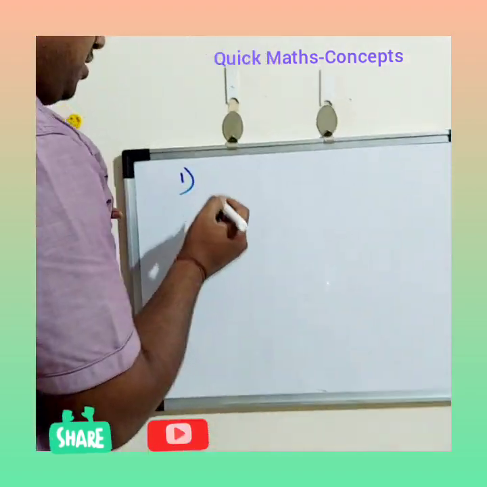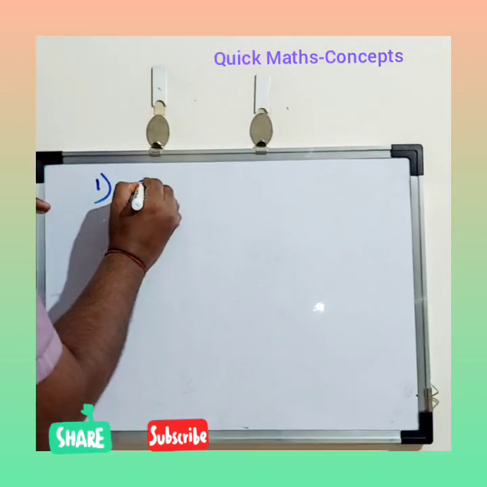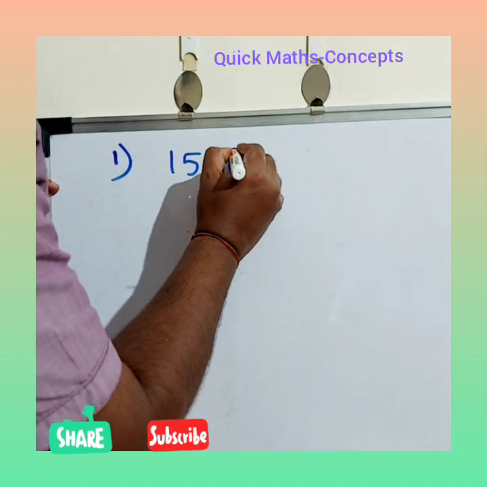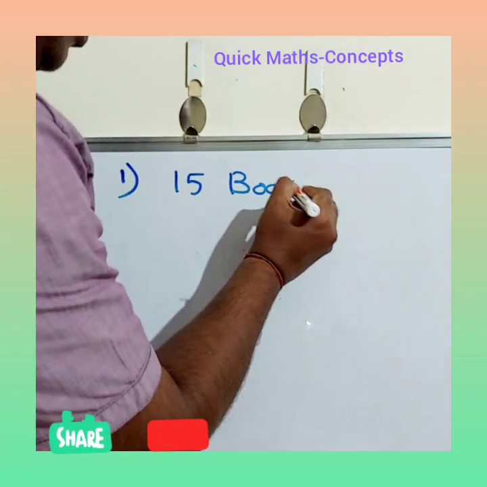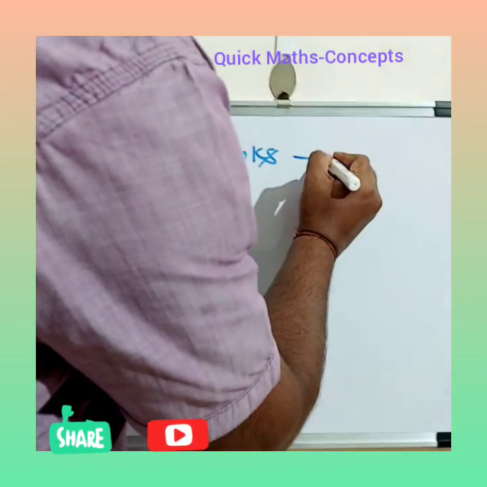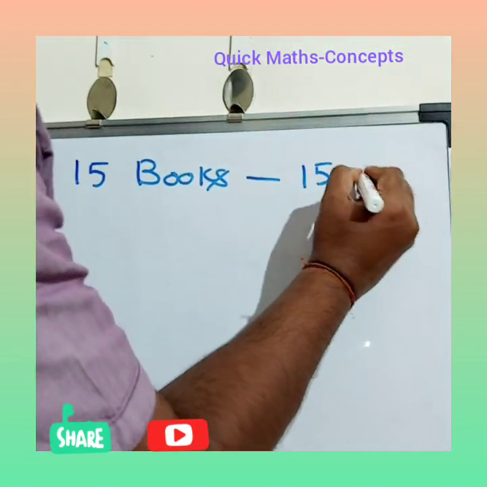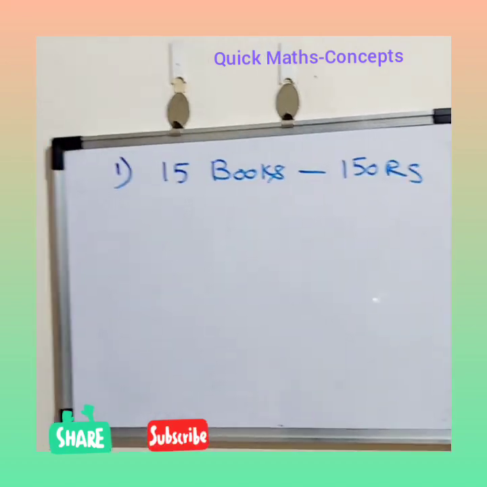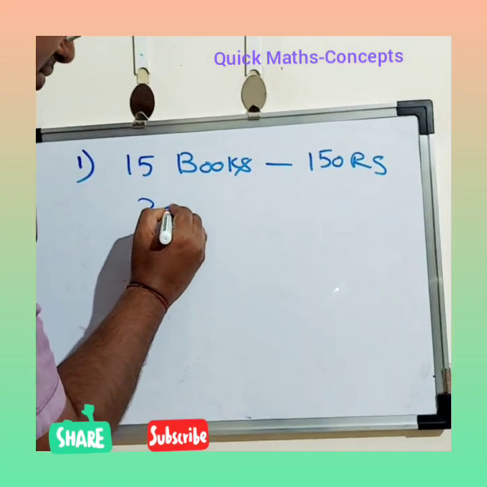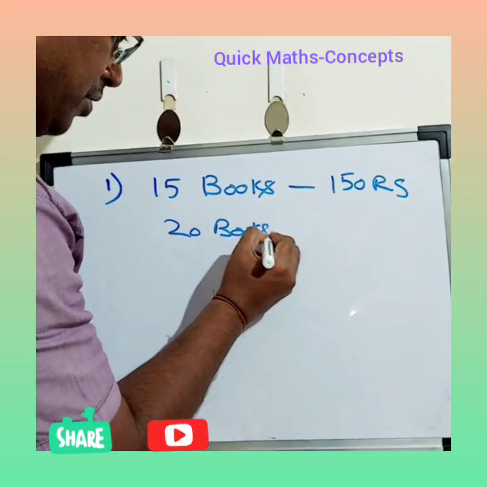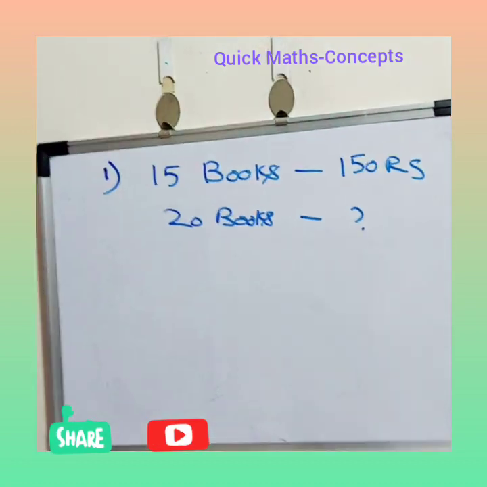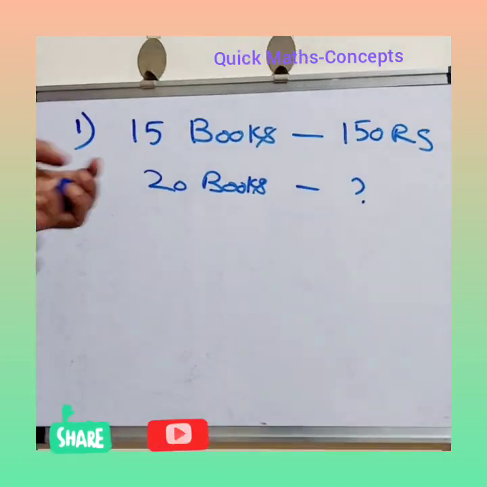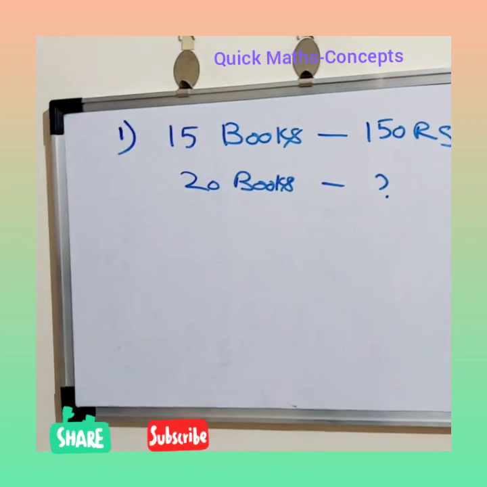The problem is that there are total 15 books, and its cost is 150 rupees. Here, what will be the cost of 20 books? We need to solve the problem quickly, that is, in less than 1 minute.